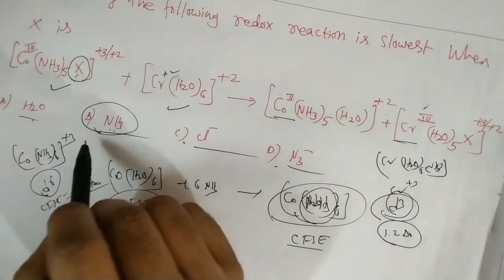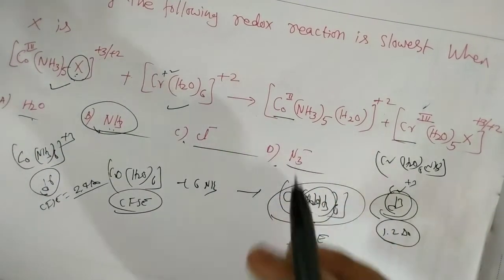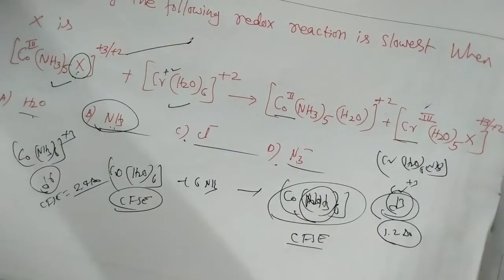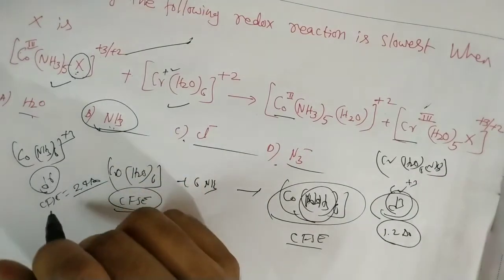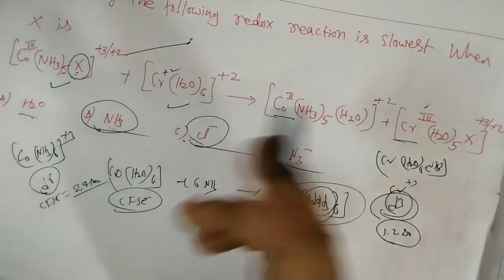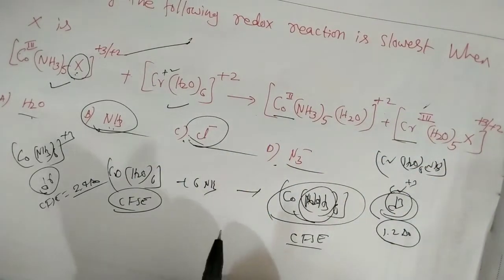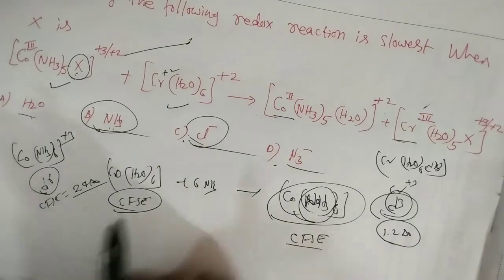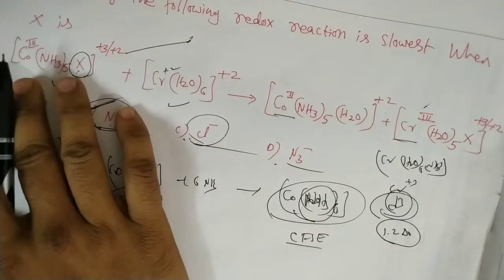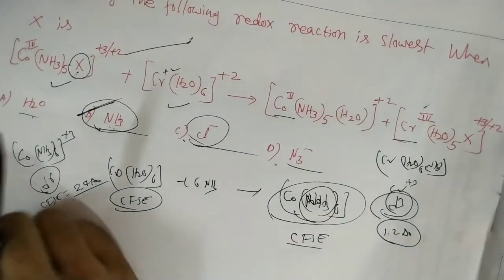That means replacement of the ammonia ligand with H2O, Cl minus, N3 becomes very difficult. Of course, a very weak ligand here is Cl minus. In case of Cl minus, that is readily replaced by the other ligands. Just based on the stability we can say the answer. So whenever the ligand is NH3, this redox reaction becomes the slowest. Okay, that's it.